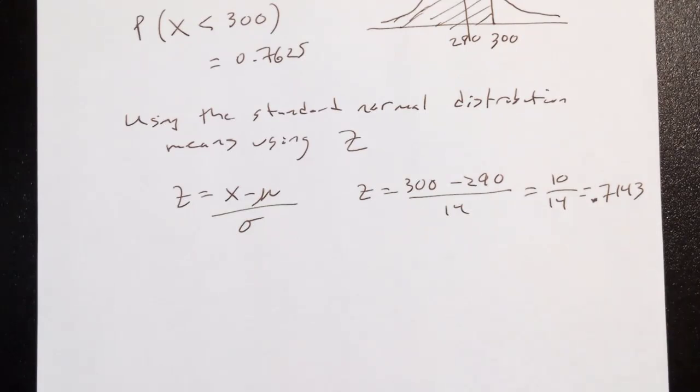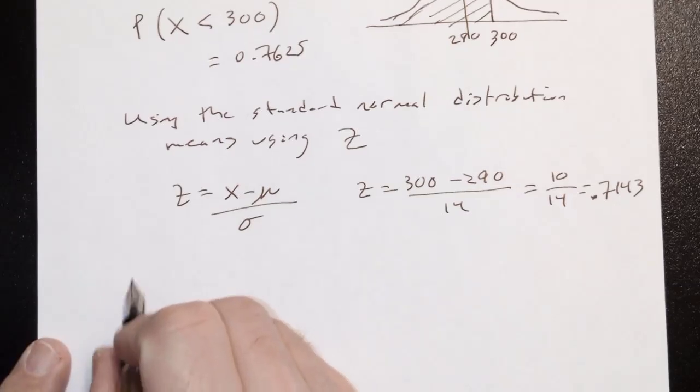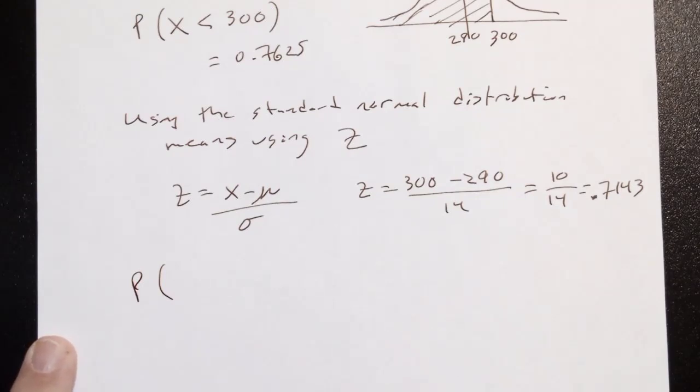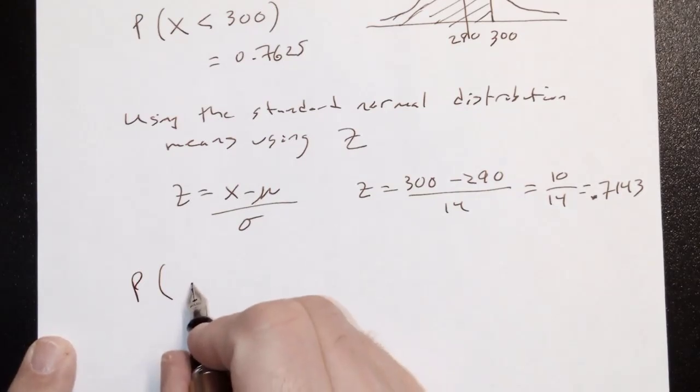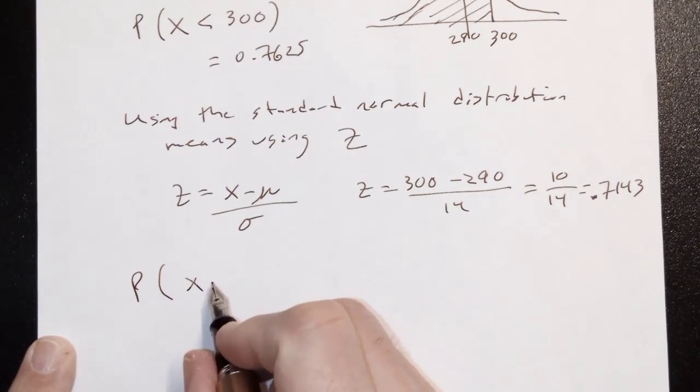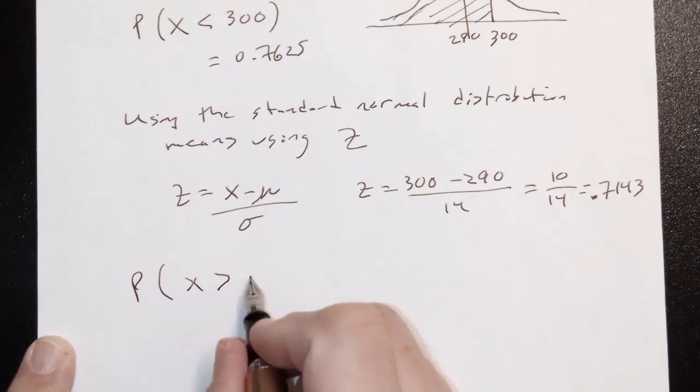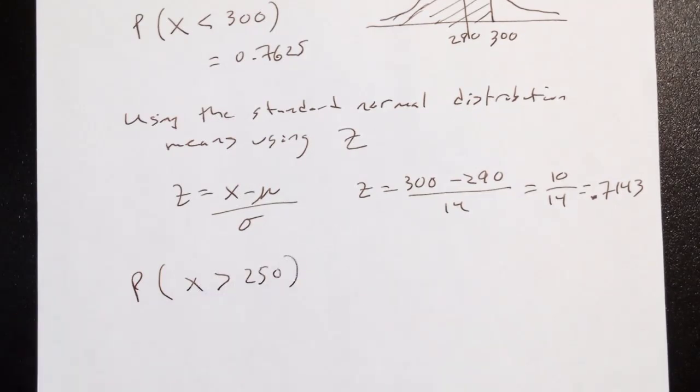Same question, same setup. What is the probability that I get an X value that is bigger than 250? A 250 calorie Egg McMuffin would be, I hope, fairly unlikely since the average is 290. You would think 250 would be unlikely. What's the chance it's bigger than 250?